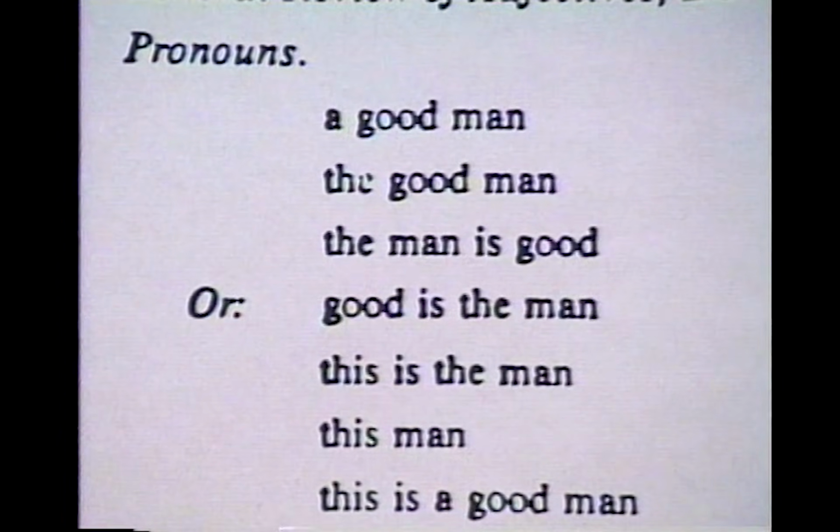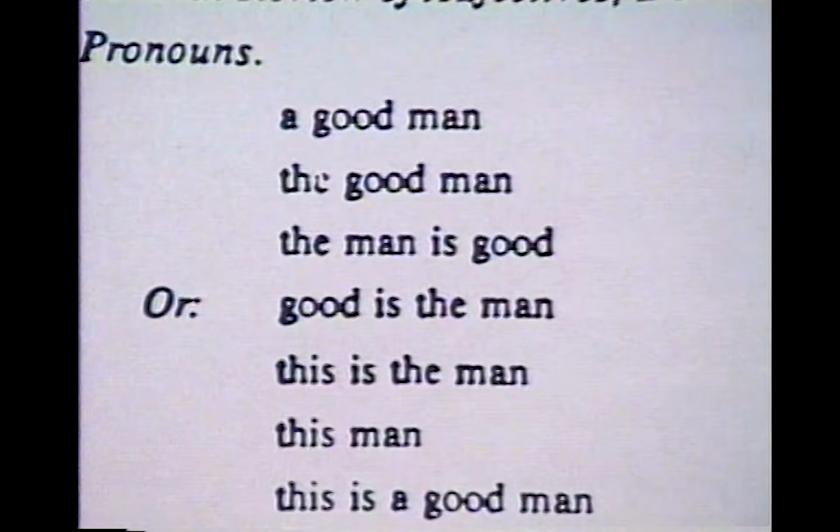All right, now let's go back and look at a general review of adjectives, demonstrative adjectives, and demonstrative pronouns on the bottom of your textbook on page 86. First of all, you see a good man, the good man, and the man is good would be expressed like this. Ish tov would be a man, namely a good one. So that's a good man. Ha-ish ha-tov, that's the good man. Ha-ish tov, the man is good.